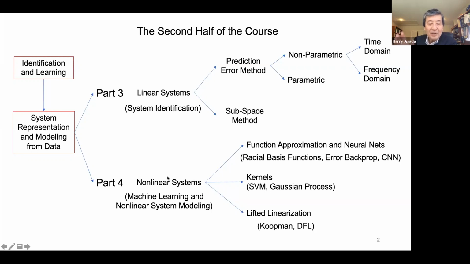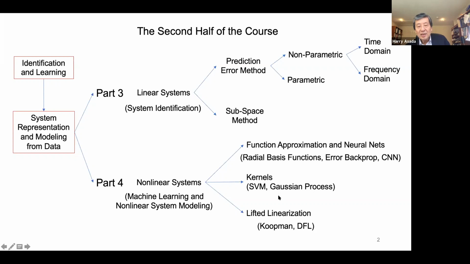This is yet another big area, very much overlapping with machine learning and nonlinear system modeling. We start with the standard ones, like functional approximation, neural nets, radial basis functions, and multi-layer neural nets, error backprop, and CNN. If time permits, we look at the recurrent network. We spend some time on kernels, which is a very important concept. We start with support vector machines, the standard material in machine learning, and we go to Gaussian processes, which turn out to be a very useful, important concept.